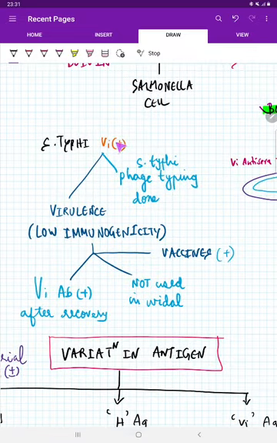Vi is basically the surface envelope antigen. The surface envelope antigen is seen in typhi and paratyphi, apart from other things which are not our concern now.